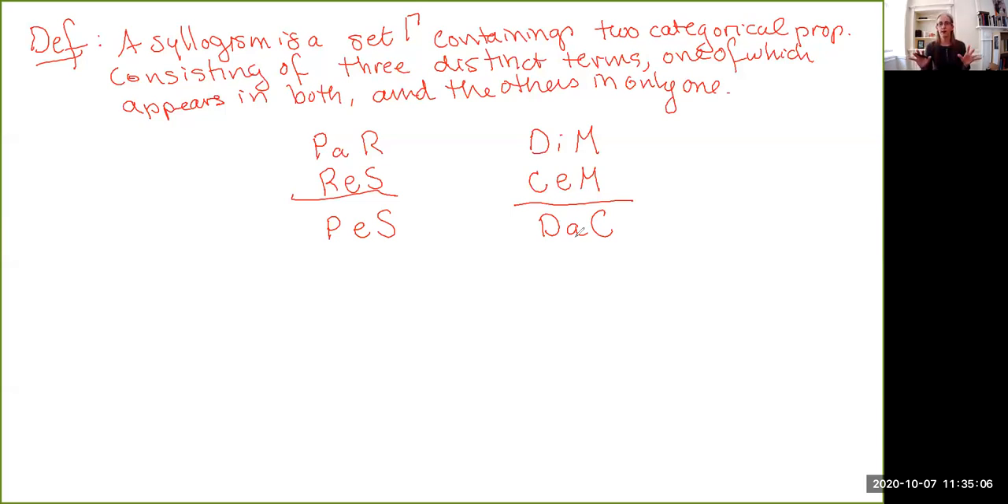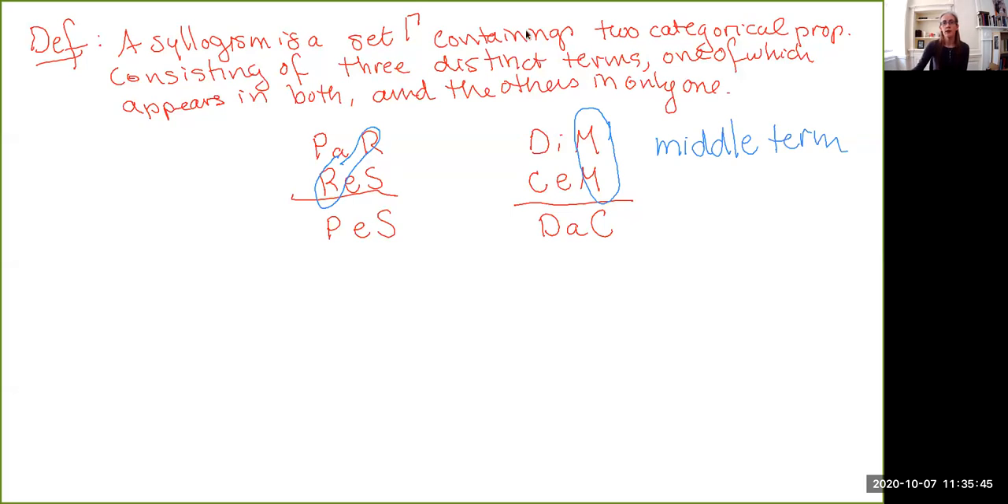Now, given that we have these three different propositions, and the three terms that occur in them, we're going to give names to the various terms because it will be useful to be able to refer to them in some of our future definitions. So first, you'll notice that there's the term that occurs in both of the premises. This is called the middle term. It's the one that stands in between the other two terms and joins them together. It's what allows the syllogism to actually give you an argument rather than a list of unrelated topics.